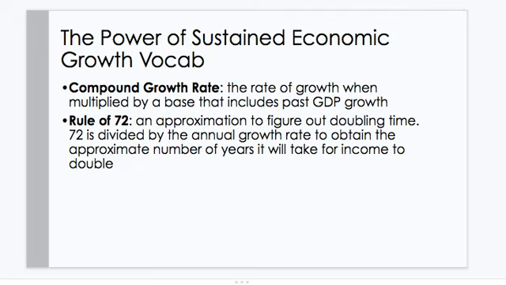The power of sustained economic growth: compound growth rate is the rate of growth when multiplied by a base that includes past GDP growth. We have the rule of 72, which is an approximation to figure out doubling time. 72 is divided by the annual growth rate to obtain the approximate number of years it will take for an income or an economy to double.